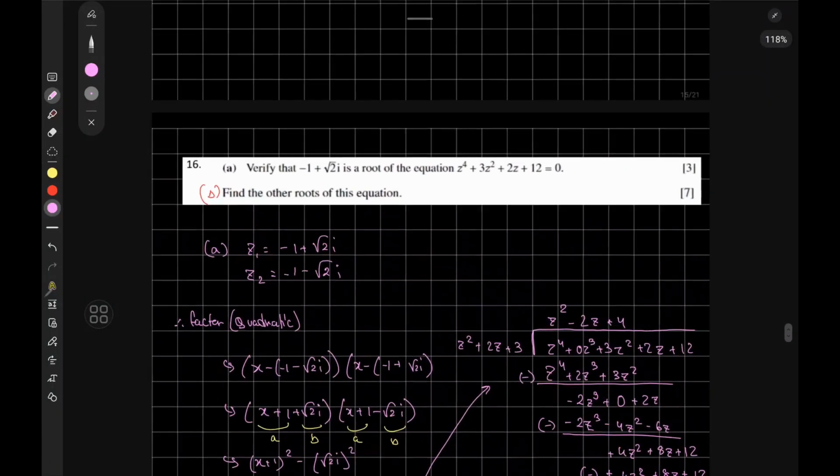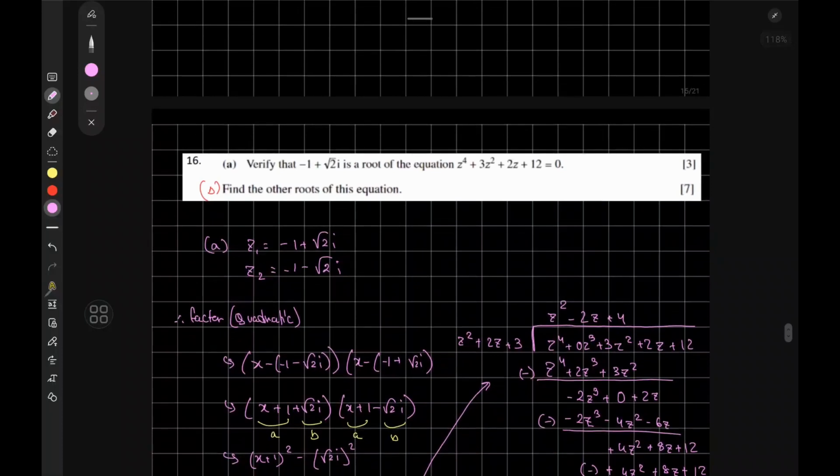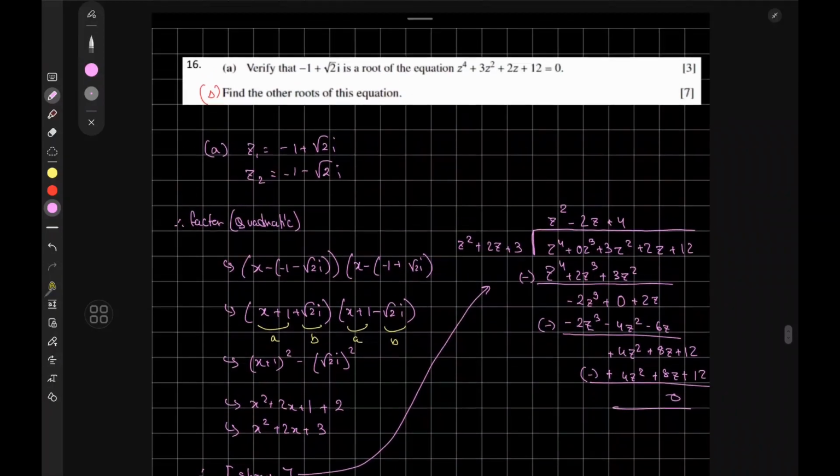Oh my god. Okay. So question 16. What are they telling you? Verify that -1 plus root 2i is a root of the equation z to the power 4 plus 3z to the power 2 plus 2z plus 12. This is basically a simple way to do this.